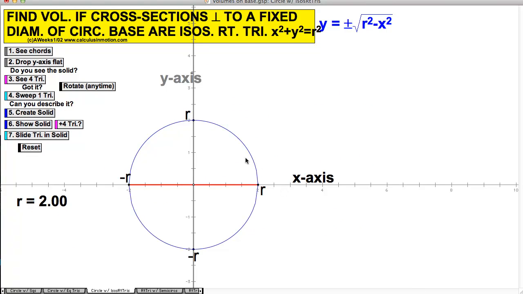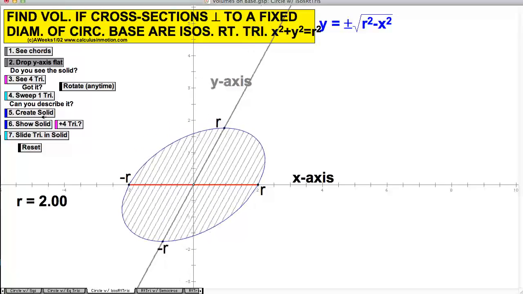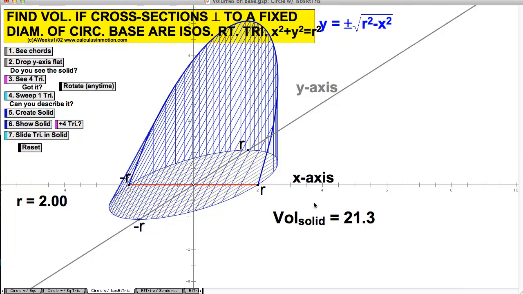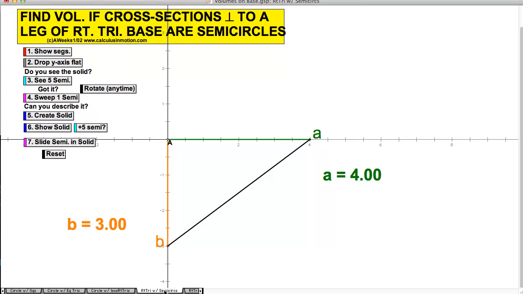We could also do this with isosceles triangles, and I don't think I did this one with you guys in your notes, but I'll just show it to you really quick. You can see 4 isosceles right triangles with one leg on the base. And here's the solid. Notice it's kind of tilted over to one side. That's because the triangle has its vertex over on one side of it. But notice it's not flat, it's still rounded because it's on a circle base.